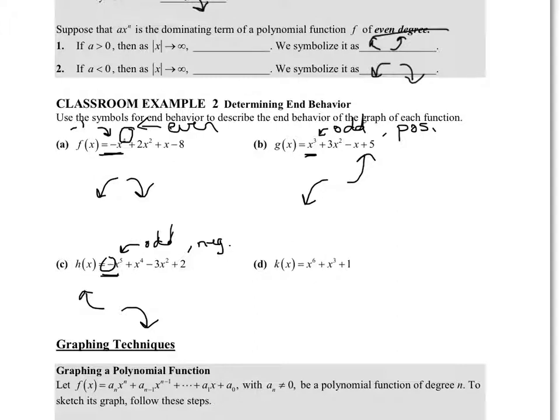The last one, I look at the first term and it's x to the sixth. So that tells me that it's even because the exponent is 6, and the coefficient is positive because it's a positive 1. Now I realize all these examples were either a positive 1 or negative 1 on the coefficient. Oftentimes you will see numbers other than 1, so don't let that make you think that you won't ever see anything other than just a positive 1 or a negative 1. It can be any number, but I just need to pay attention to the sign of the coefficient and to what the exponent is. And since this is even and positive, that tells me both ends will go up.